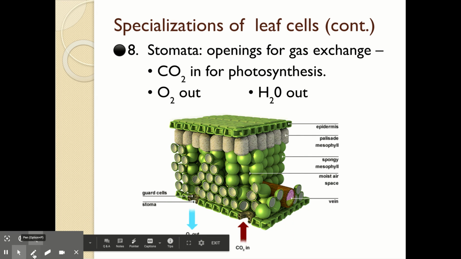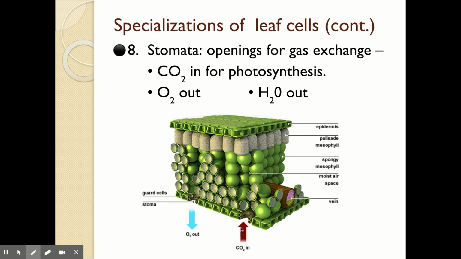And then you have your stomata. This is something you also learned in grade 7. These are your openings, aka the holes that allow your gas exchange to occur. So it allows gases in and out. When we're dealing with photosynthesis specifically, it's going to want to take carbon dioxide in. So the stomata is going to open.